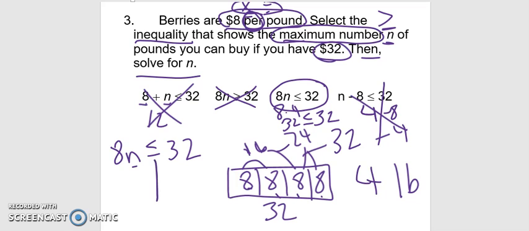N is my variable. The operation happening with the 8 and the n is multiplication. The inverse is division, so I'm going to divide both sides by 8. 8 divided by 8 is 1, so I'm left with n. 32 divided by 8 is 4. So I could buy 4 pounds of berries at $8 a pound if I have up to $32 to spend.